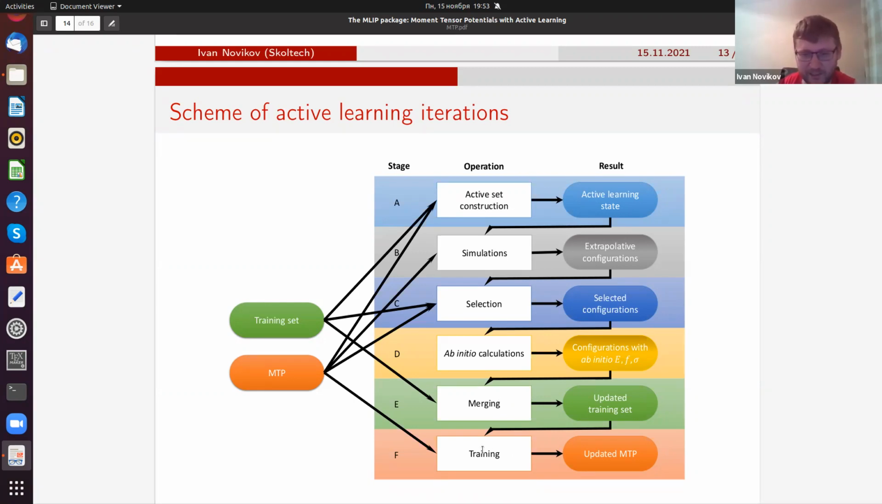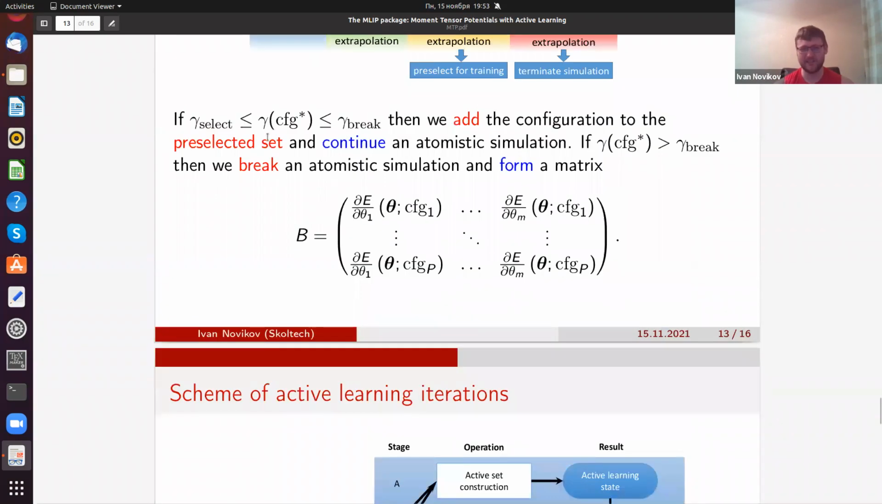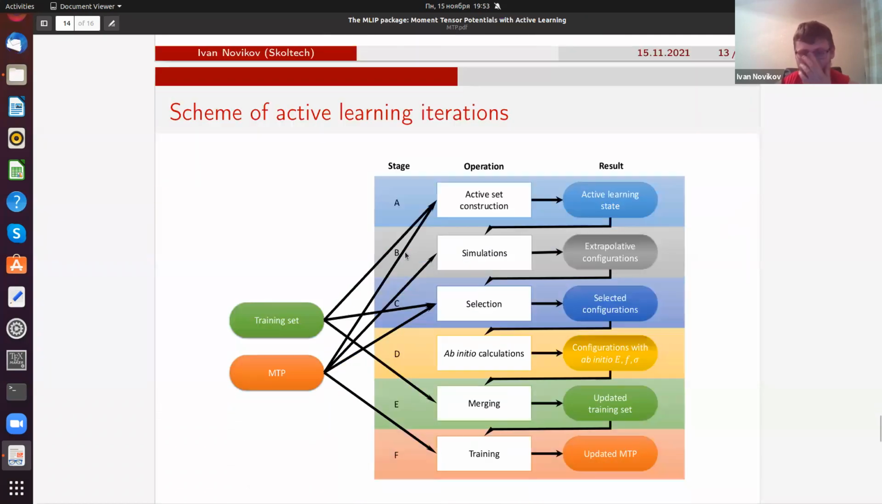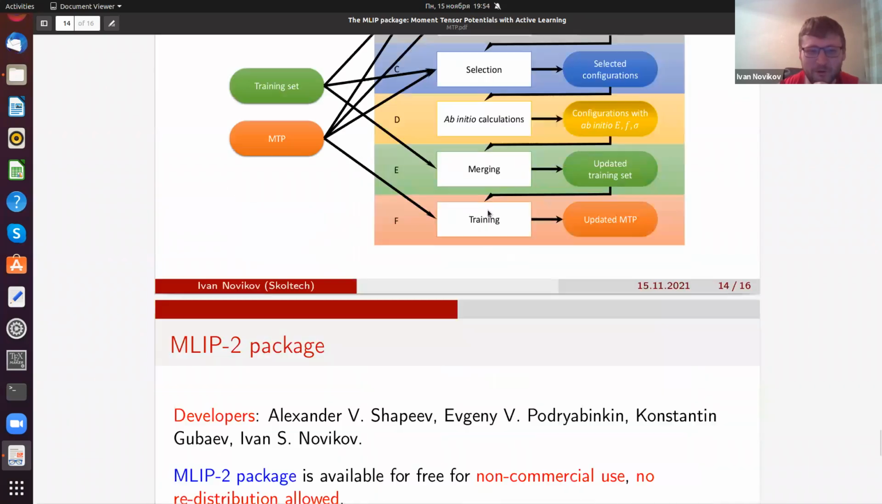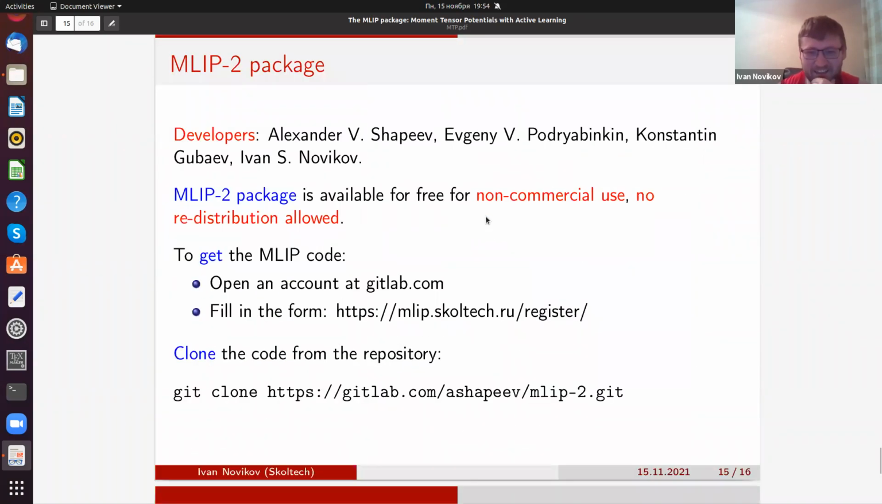Next, we add these configurations to the training set, update training set. Next, we retrain moment tensor potential. And next, we obtain the so-called updated MTP. And we run these active learning iterations until preselected set will be empty. So I think that this is the active learning algorithm. And next, okay, we are very close to finalizing this theoretical part.